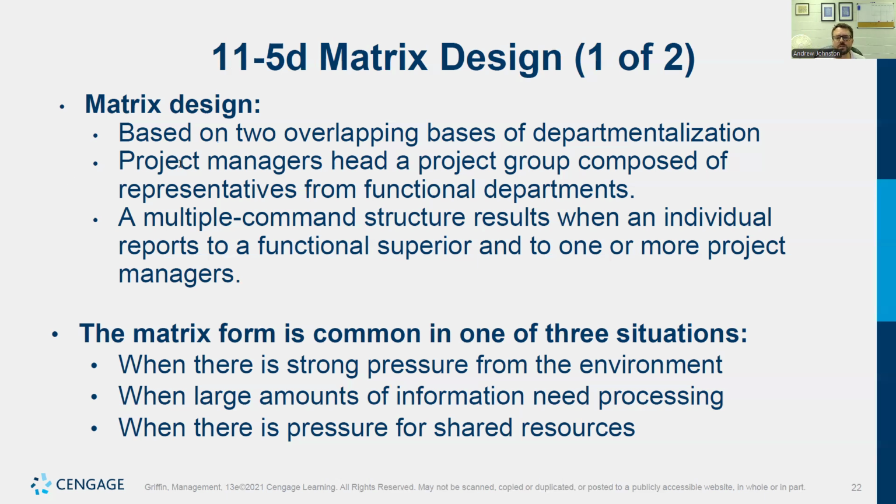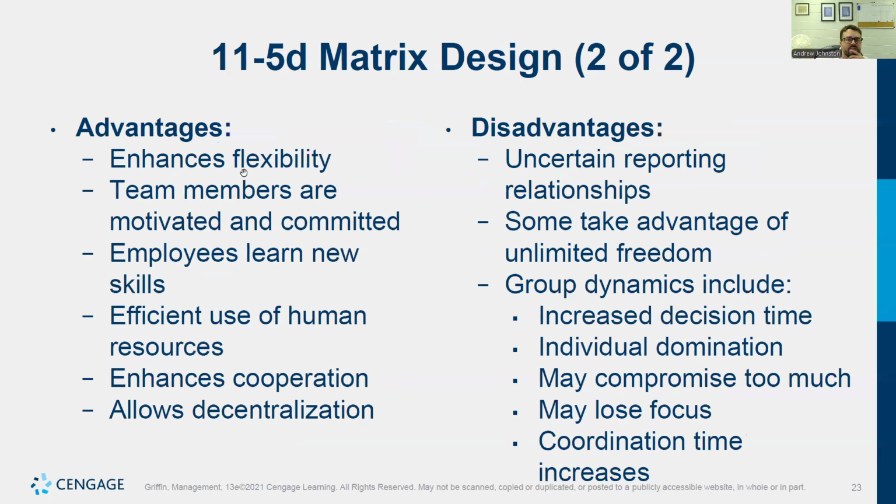But the problem you run into is, for the same reason that you develop a matrix management structure, which is constrained resources, you end up stretching your people very thin. Advantages: enhanced flexibility. In theory, you might get more motivated team members because there's more variation in what they're doing, which means they learn new skills. If you can make it work, it's more efficient and allows for decentralization.